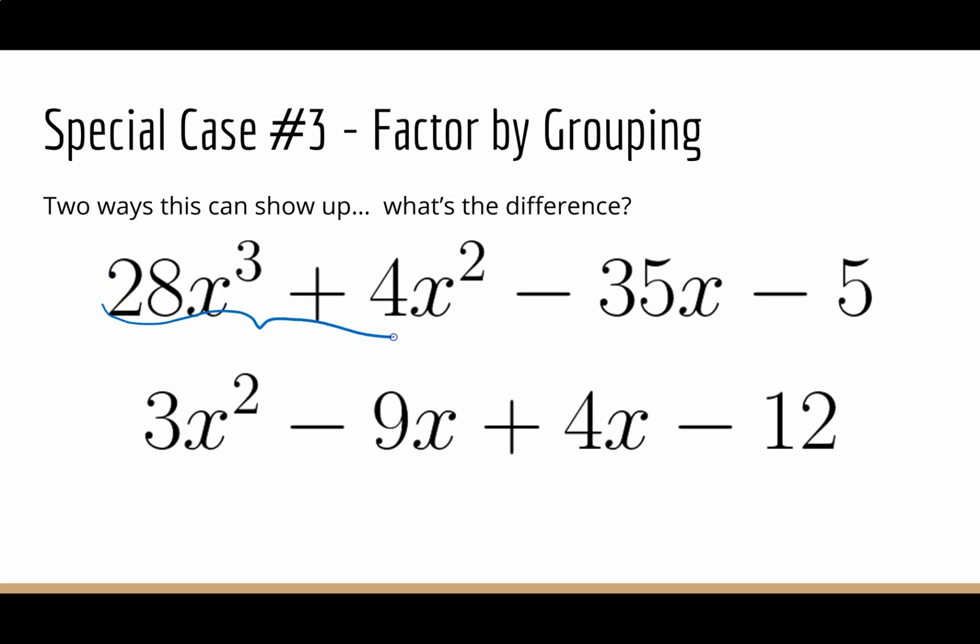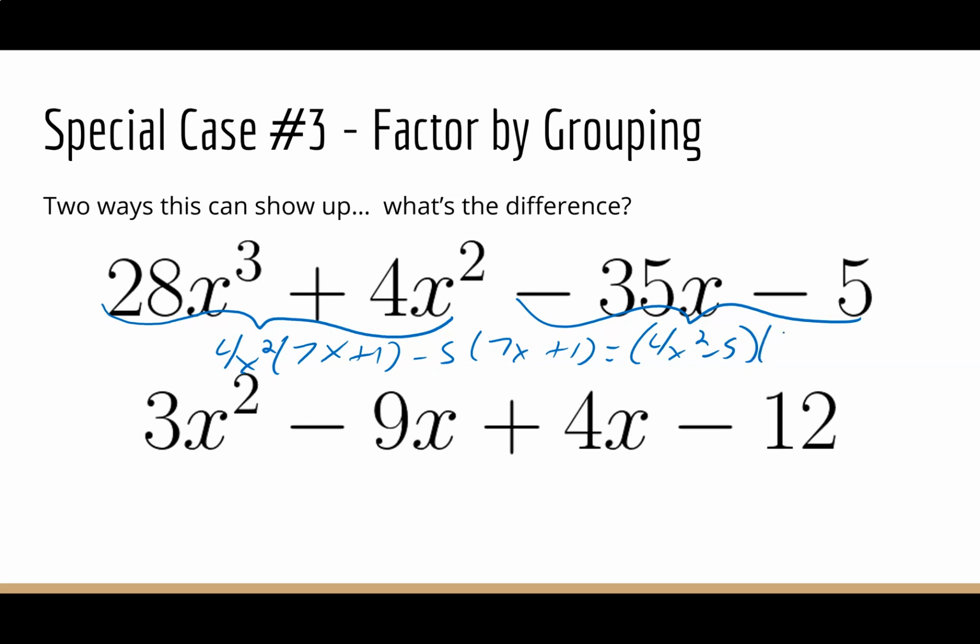Let's see. That one is 4x squared, leaving you with 7x plus 1. Over here, I can factor out a negative 5, leaving me with 7x plus 1. So my factored combo is 4x squared minus 5, 7x plus 1.